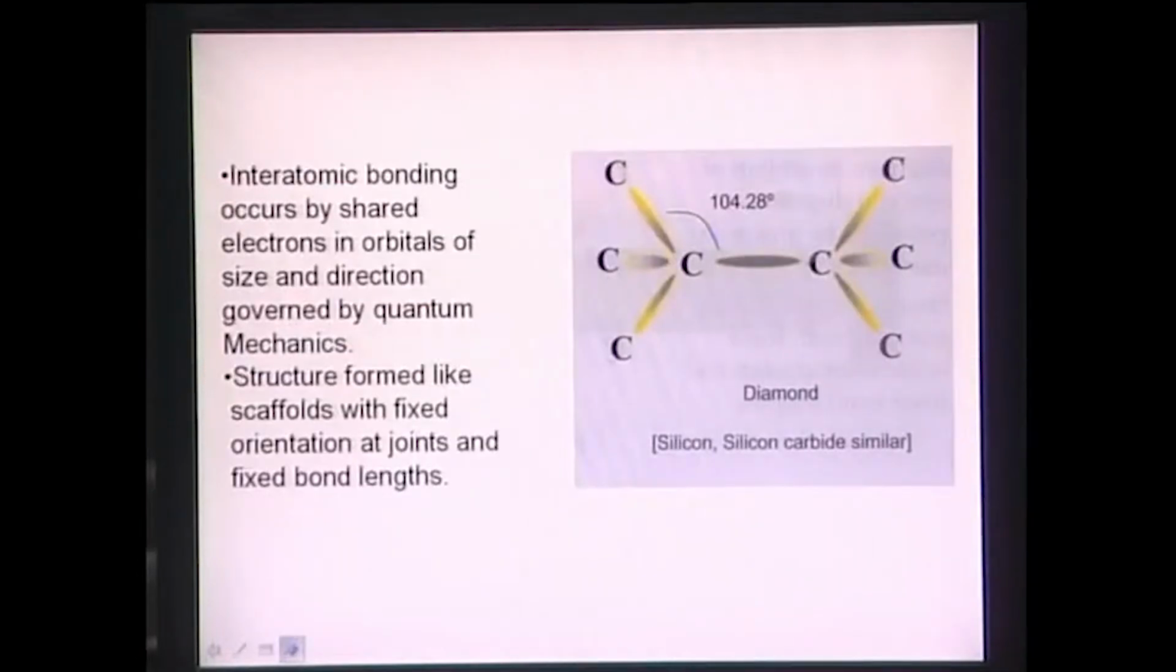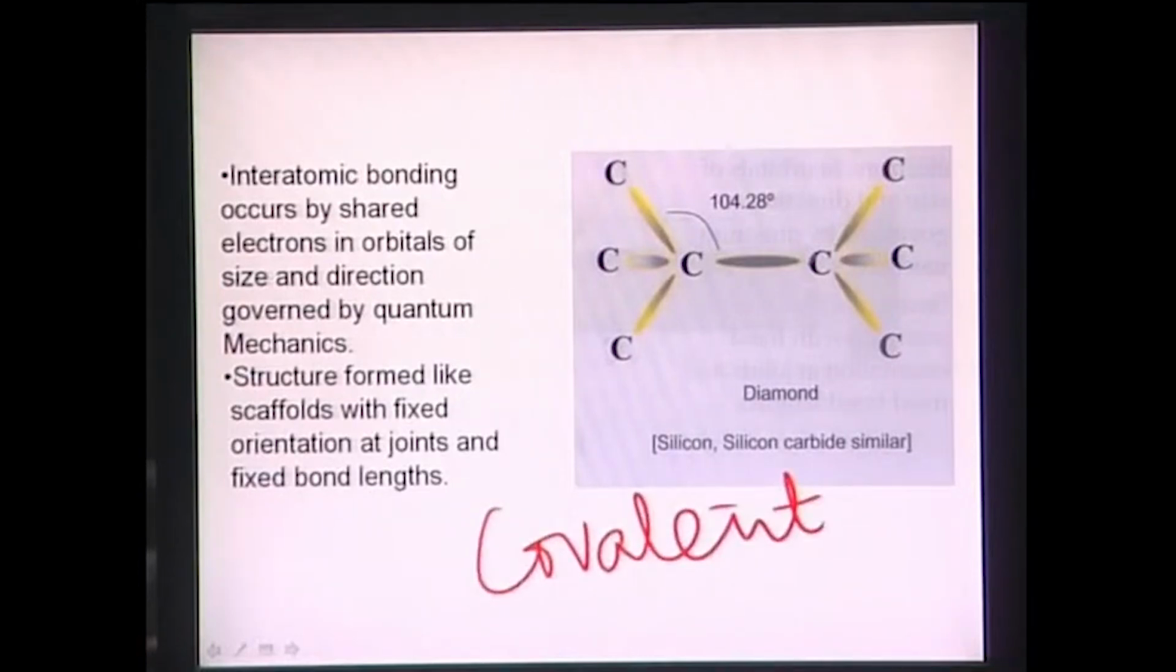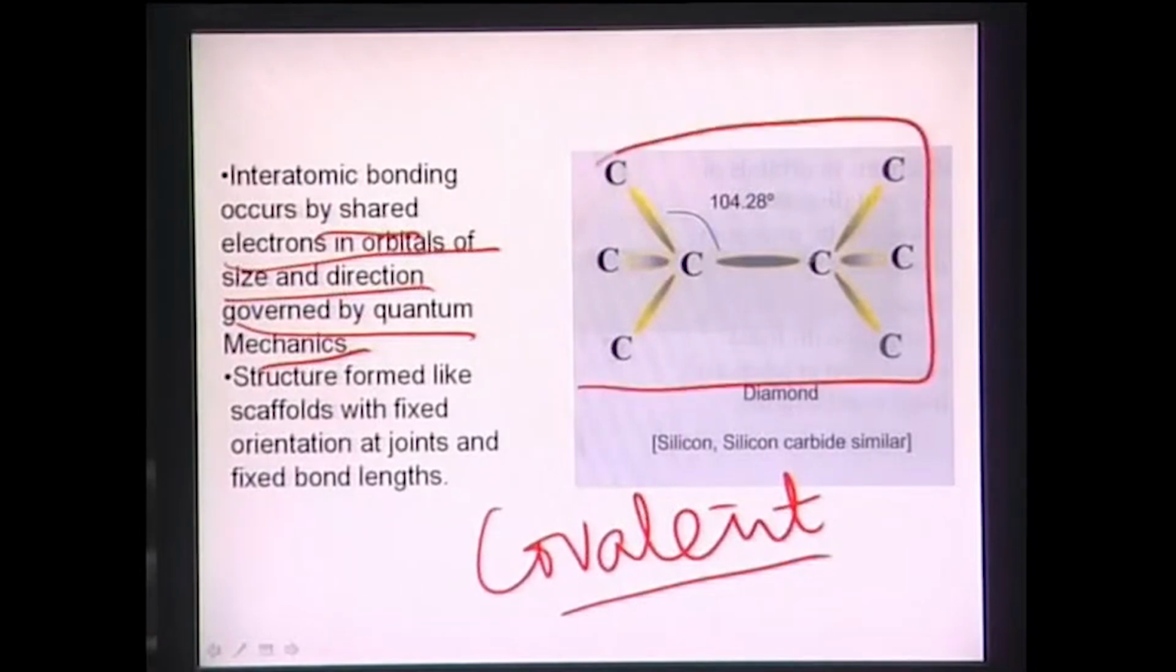The other bonding is called covalent bonding, and this is from basic school physics. Covalent bonds are formed by sharing of electrons in orbitals of a given size, and the direction is governed by quantum mechanics. A classical example shown here is diamond, where the bond angle is 109.28 degrees. So that is the stable diamond structure. Several ceramic materials like silicon carbide or silicon also have a diamond-like structure.